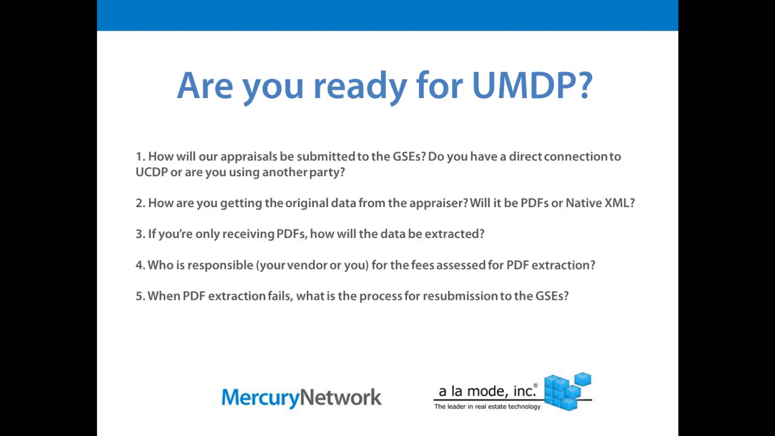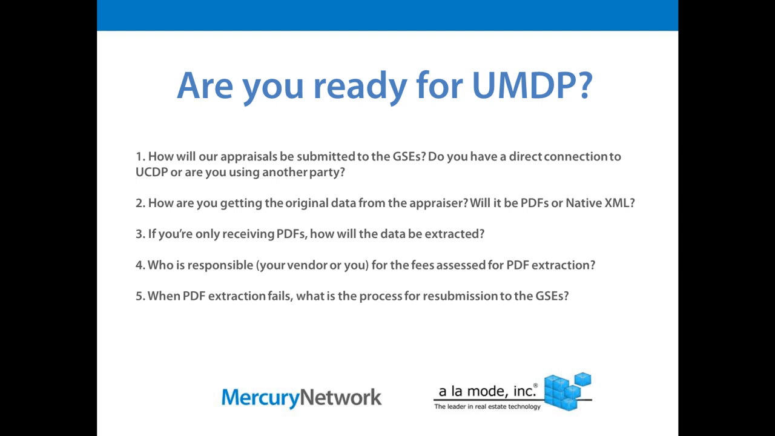So here are a few questions to ask yourself regarding your own UMDP compliance solution. How will your appraisals be submitted to the GSEs? Do you have a direct connection to UCDP, or are you using another party? How are you getting the original data from the appraiser? Will it be the PDFs or native XML, or both? If you're only receiving PDFs, how will the data be extracted? Who is responsible, your vendor or you, for any fees that are associated to the PDF extraction? And finally, when the PDF extraction fails, what's the process for resubmission to the GSEs?